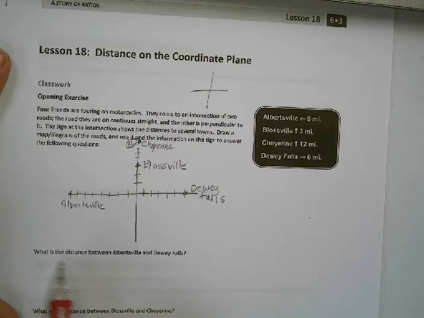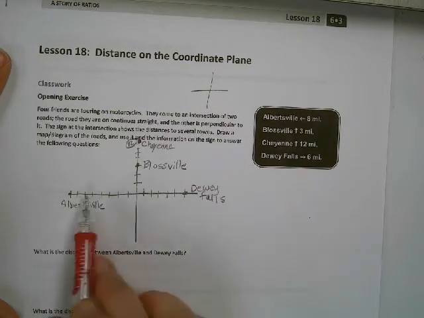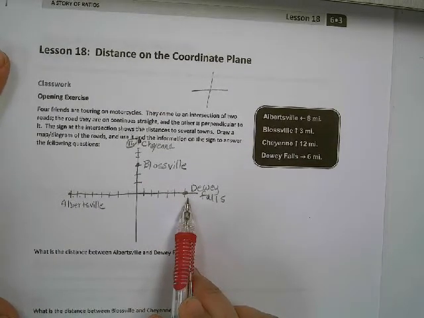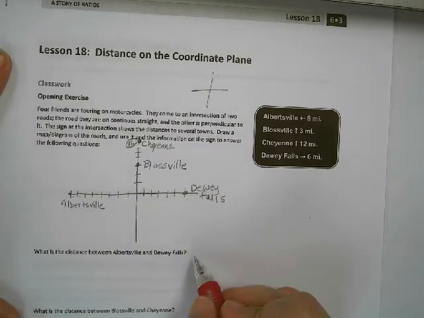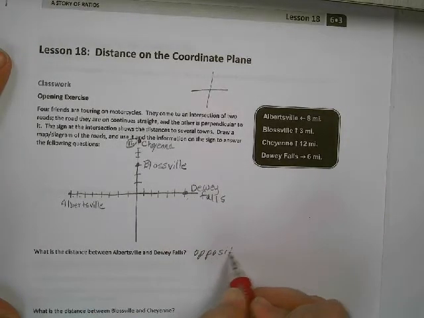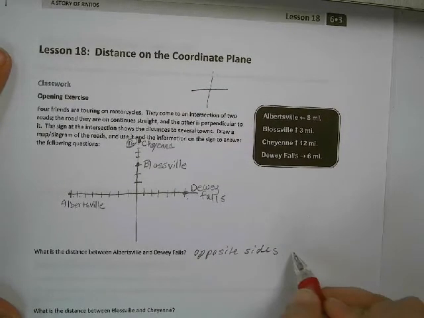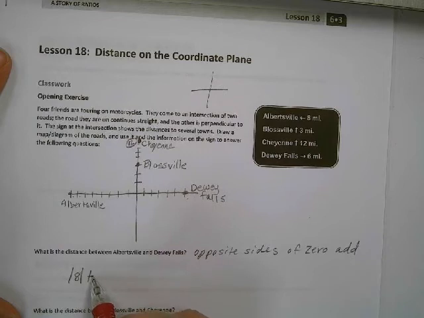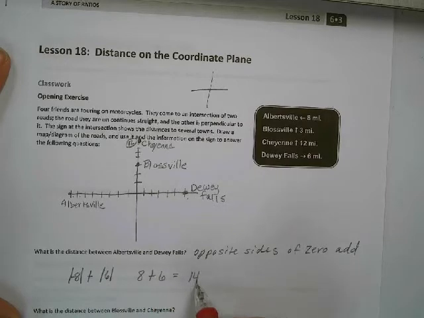So what they want to know is, what's the distance between Albertsville and Dewey Falls? You can see that they're on opposite sides of 0. So that means we're going to add. Opposite sides of 0, add. So the absolute value of negative 8, because it's to the left of 0, and the absolute value of 6. So 8 plus 6 equals 14. So 14 miles is the answer.